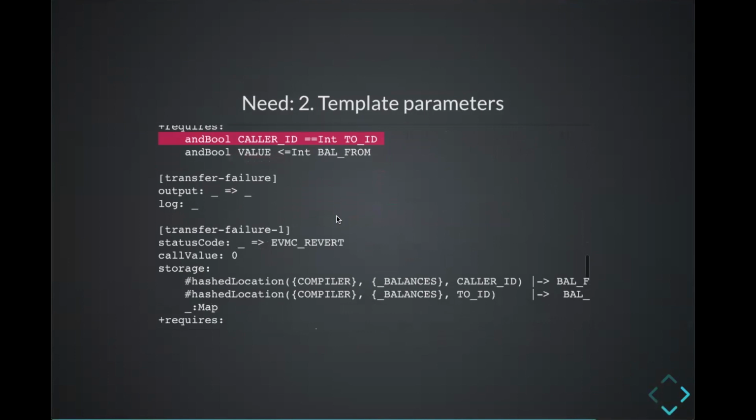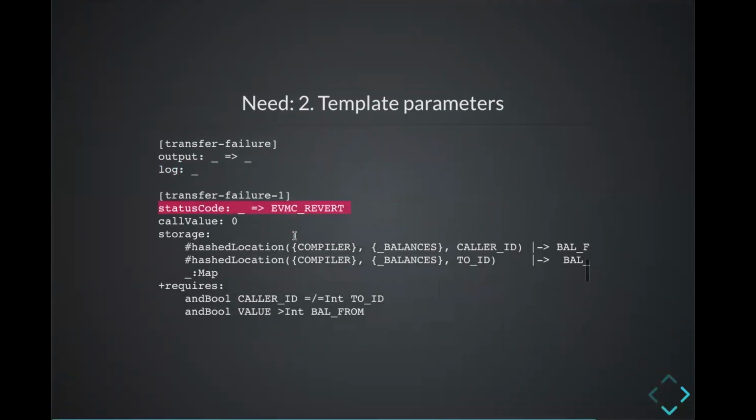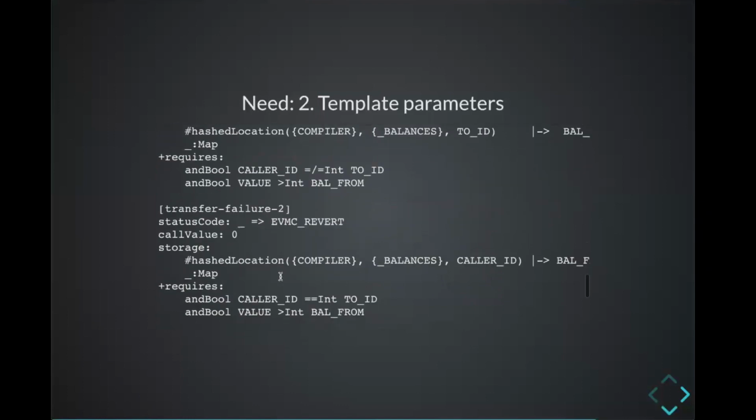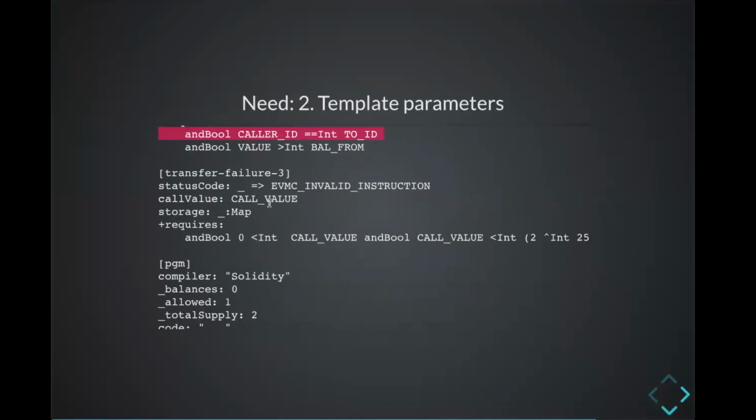What's true for all failure cases? Well, they don't produce a log. One of them reverts. When do we get revert? Let's have a look. When we are trying to give the other person more than we have. When do we get another revert? When we are trying to give ourselves more than we have, right? And when do we get an invalid instruction? When the call value exceeds 0. So when we are transferring ether to a non-payable transfer function.